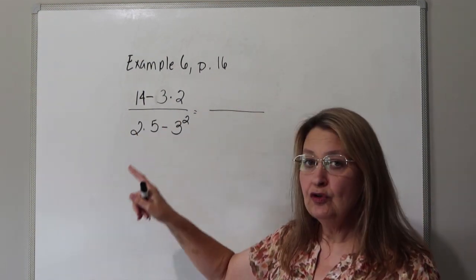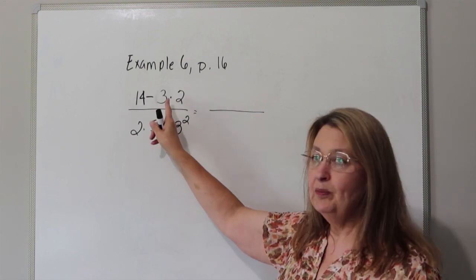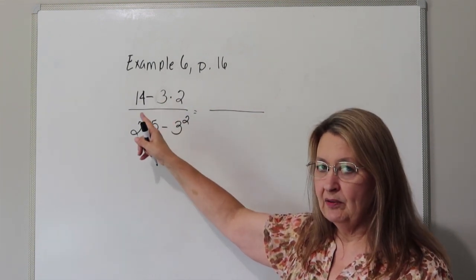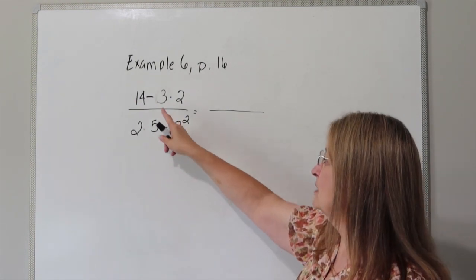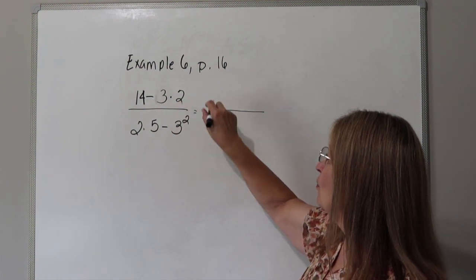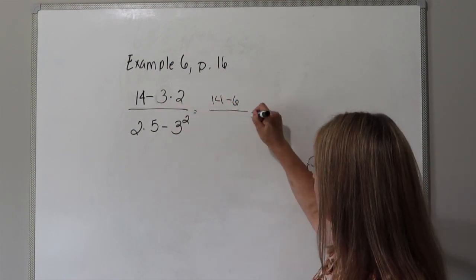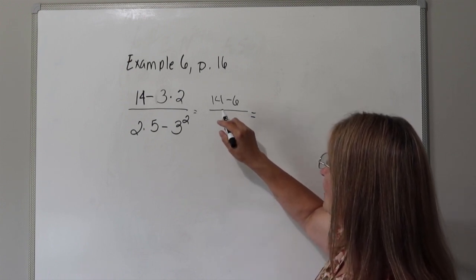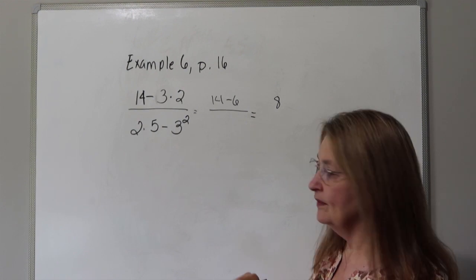Now within this group, we're still going to adhere to PEMDAS. There's no other grouping symbols up here. There's no exponents, but I am going to do multiplication or division first as I come to it. So I'm skipping over to here. 3 times 2 is 6. So what I have is 14 minus 6. Then I'm going to subtract 14 minus 6 and get 8.